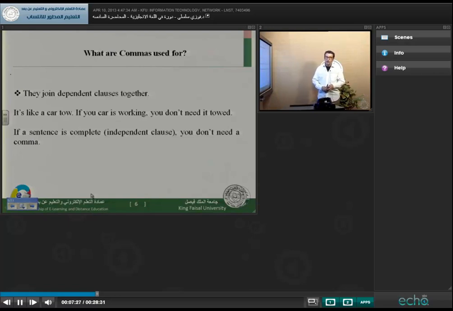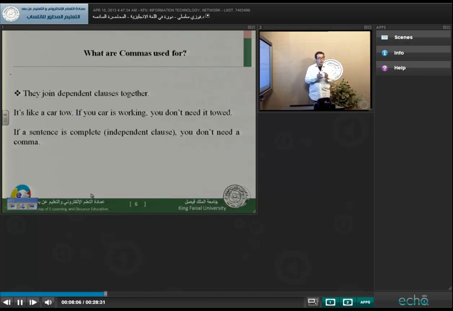A comma splice, or commas in general, join dependent clauses together, right? If you want to think about an example, it's like having a car, and your car breaks down. So you call for a tow company or a tow truck. You call the tow truck to tow your car because your car can't start. It doesn't work, right? So if your car is working fine, you don't need a tow truck. So it's the same thing for a comma.